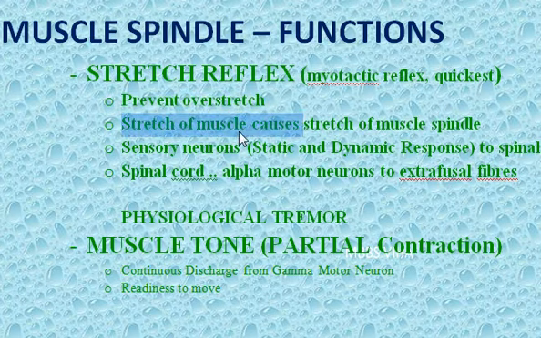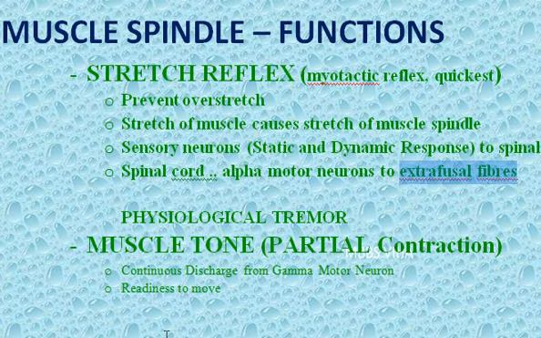See, how exactly it works? Whenever the muscle stretches, even the muscle spindle stretches. Okay. So the sensory neurons which are there in the muscle spindle, they send this kind of sensory information to the spinal cord. Now the spinal cord receives the information, and via the alpha motor neurons, it sends back information to the muscle, to the extrafusal fibers, and tells the muscles not to stretch anymore.